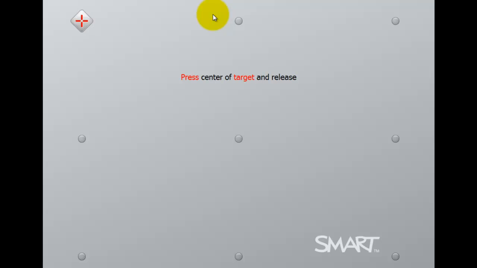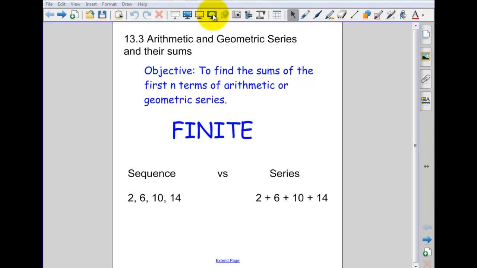So, 13.3. What's it all about? It's about 13.3, arithmetic and geometric series. What's the difference between a series and a sequence?